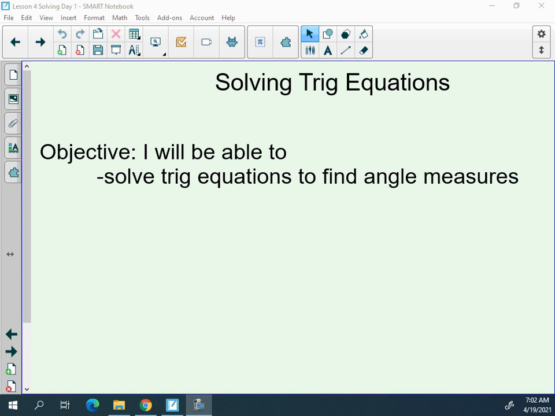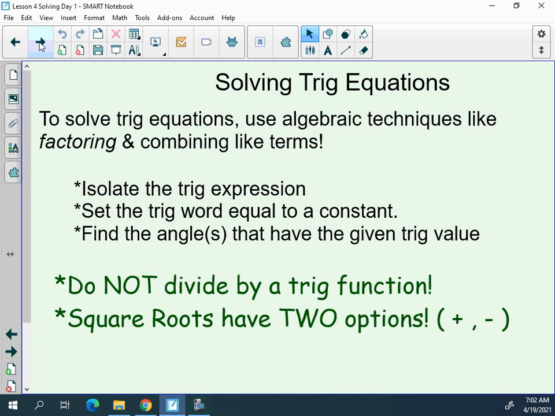Hey everyone, in this video we're going to be talking about solving trigonometric equations. Okay, so let's go ahead and take a look and find some angle measures. So the key to solving, we're going to use our algebraic techniques like factoring and combining like terms. We're going to want to isolate our trig expression, then set our trig expression equal to a constant. And then we just have to think about what angles cause that constant to happen.